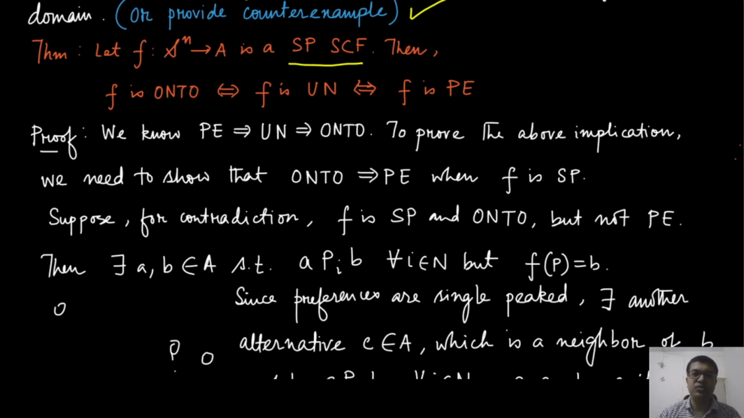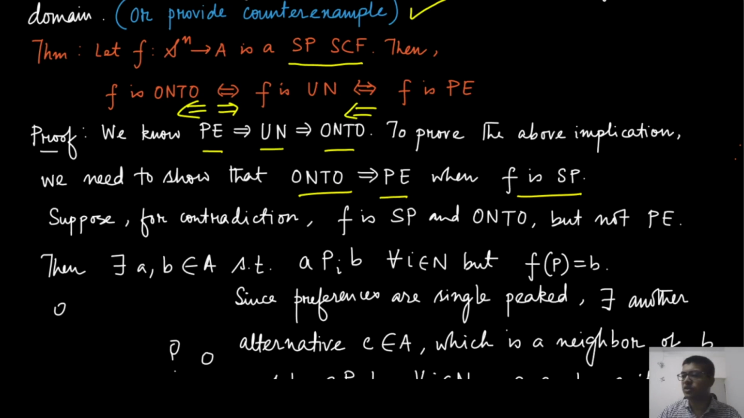Now we know that by the definition, Pareto efficiency implies unanimity, unanimity implies ontoness. So this implication direction is obvious by definition. What we actually need to show this equivalence is that ontoness implies Pareto efficiency when F is strategy proof. And now we'll have to do it carefully, because this proof also requires some construction. We'll have to ensure that this construction, the preference profiles, live in the single peak domain.